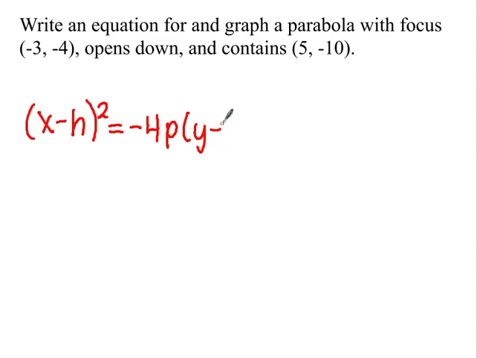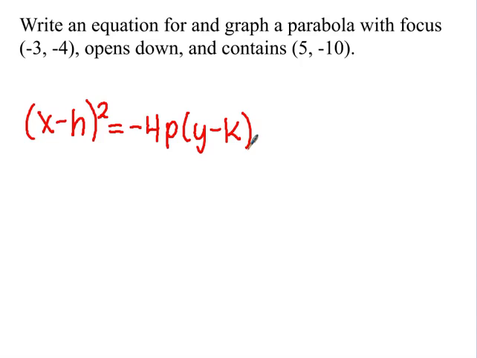Alrighty, so first things, it opens down, right? So if it opens down, we already know our equation. Okay. What's the equation going to be? X minus 3 squared equals negative 4p times y minus k. Good. Okay. So far, so good? Mhm.